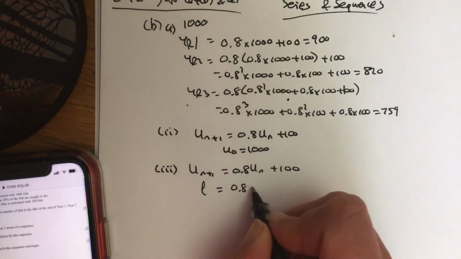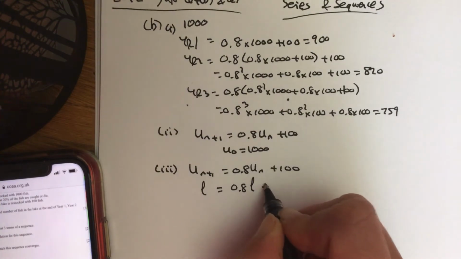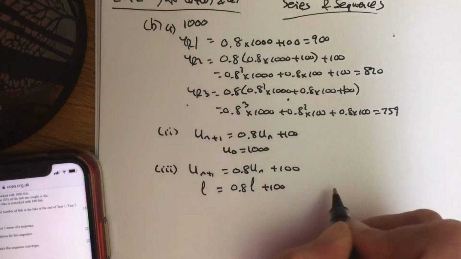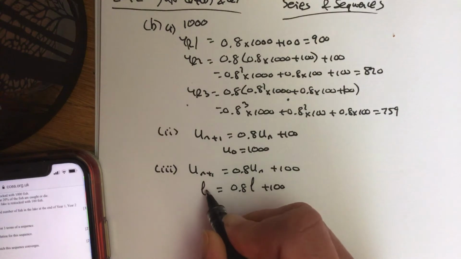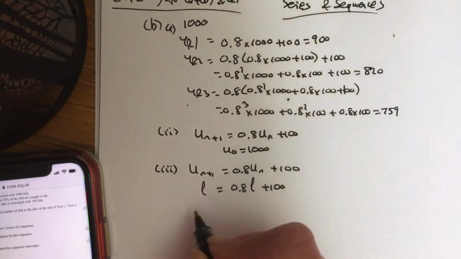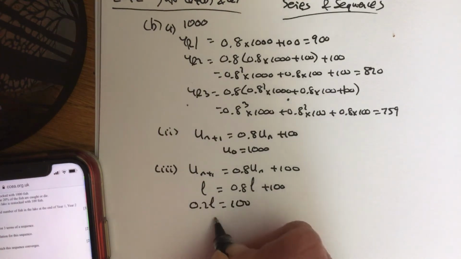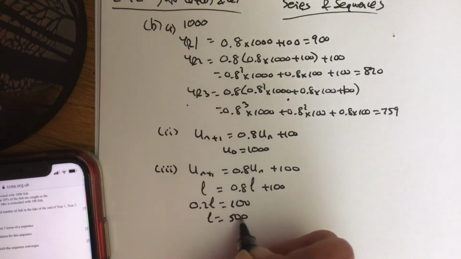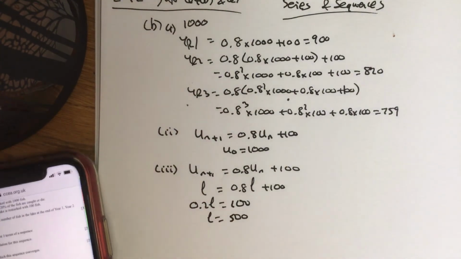Now the last term and the one before it will be pretty much the same because it's converging. So if you just write the last term is L and the one before it is L, bring this across and take it away. So it's 1L, take away 0.8L, bring your 0.2 over, and you'll find that the last term is 500.